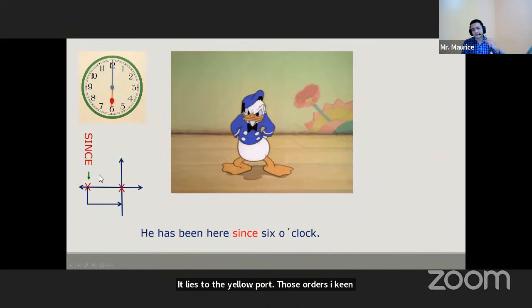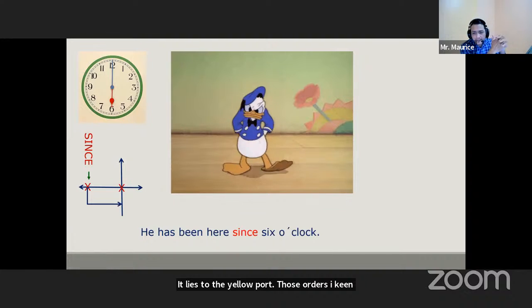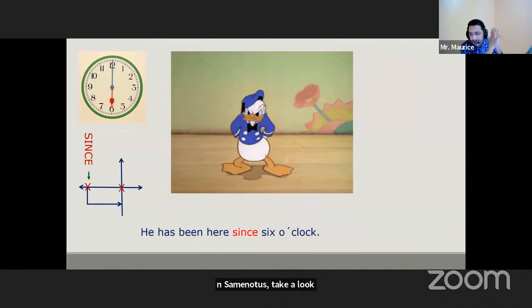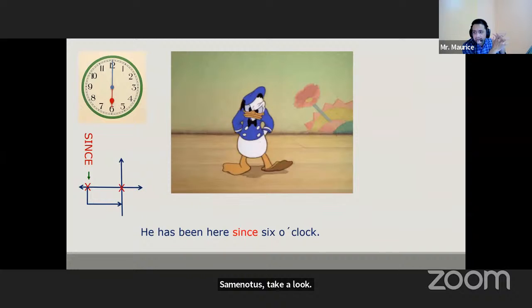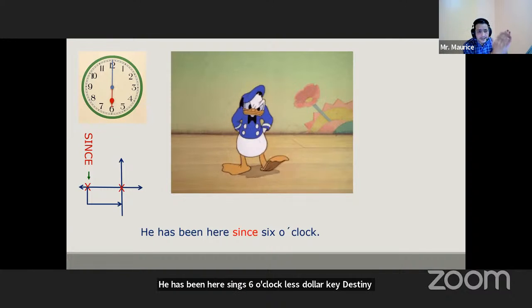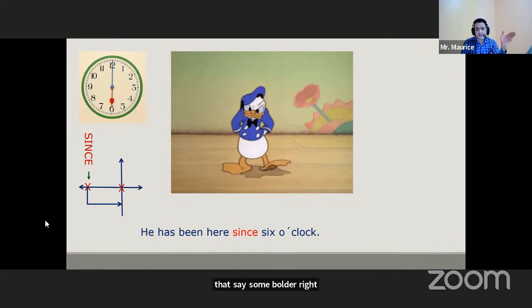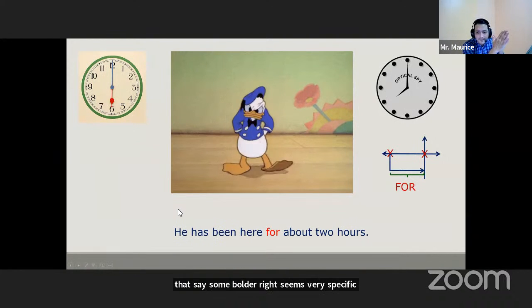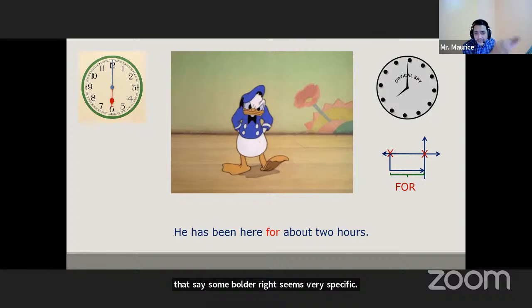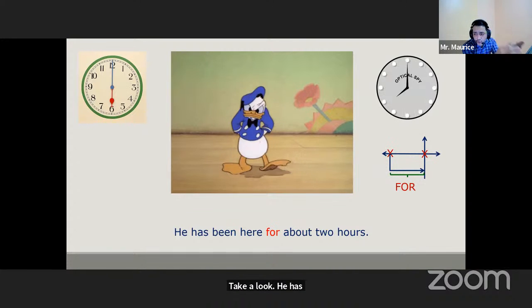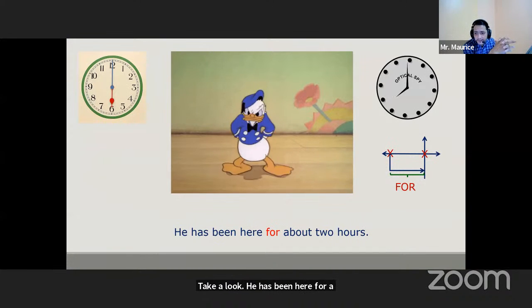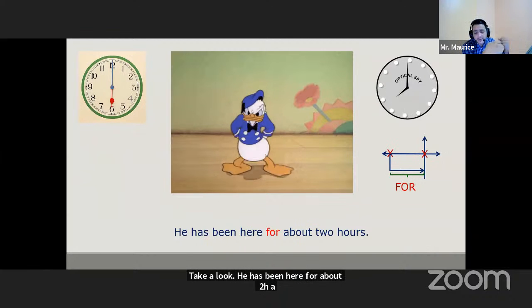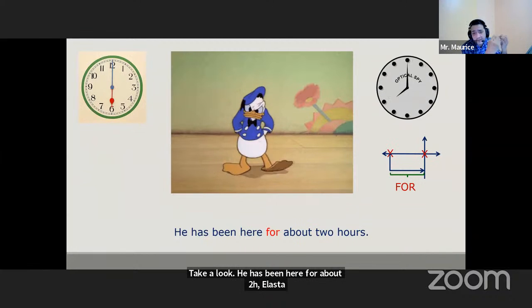Take a look. He has been here since 6 o'clock. Él ha estado aquí desde las 6 en punto. Alright? Since, very specific. Take a look. He has been here for about 2 hours. Él ha estado aquí por cerca o alrededor de 2 horas.